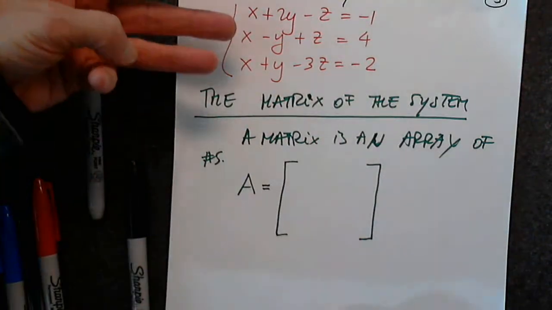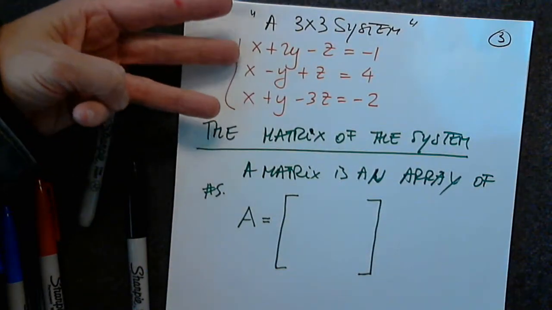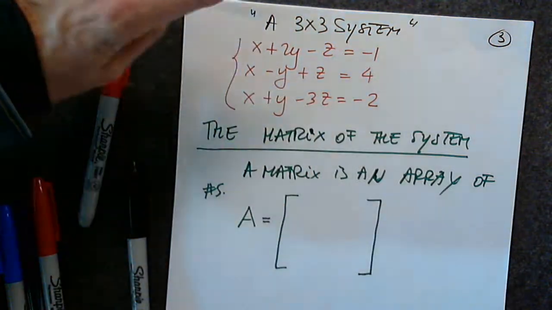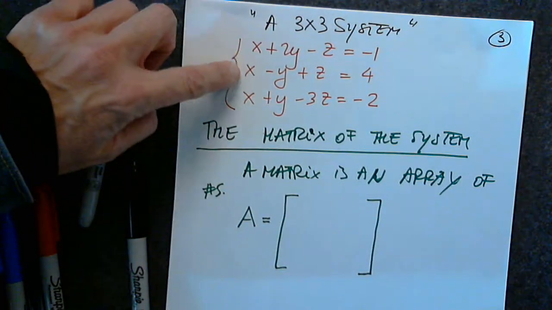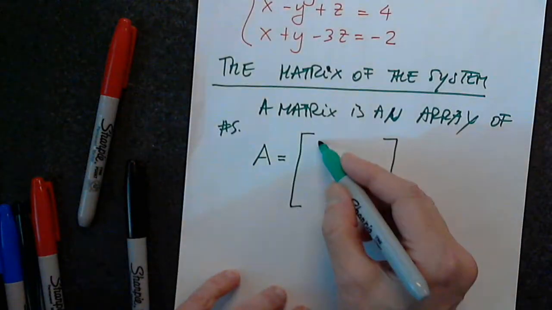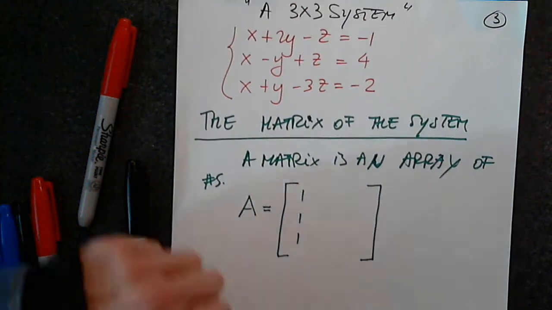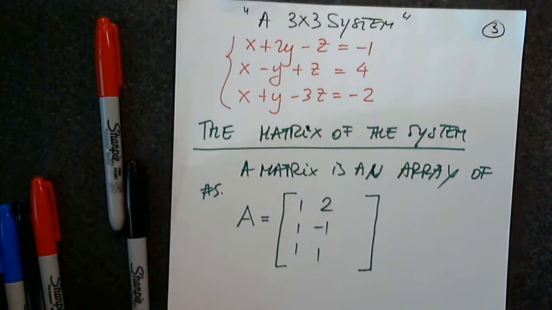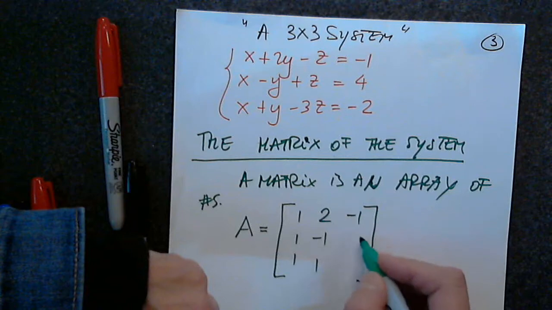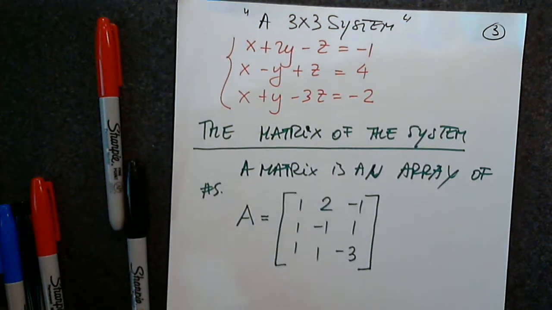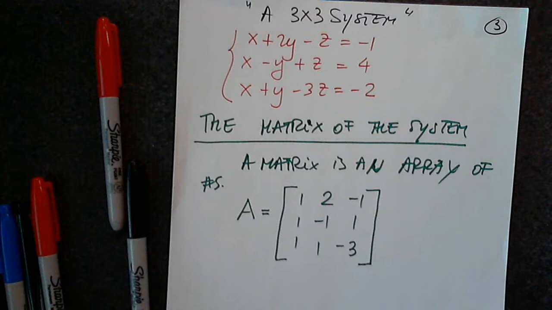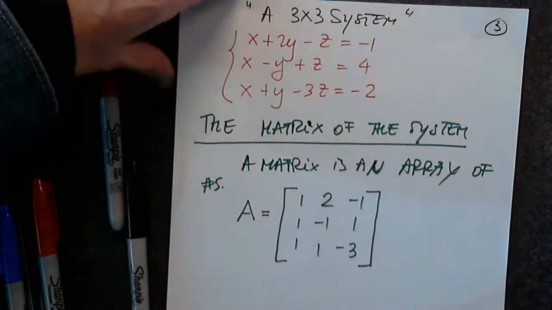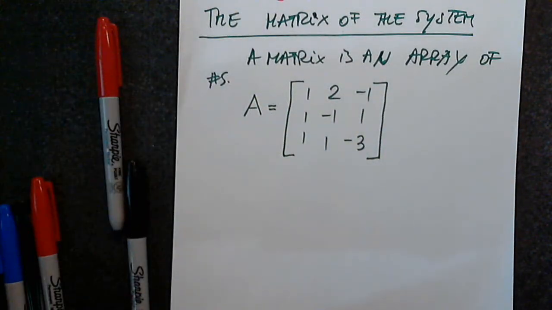This matrix will have 3 rows and 3 columns. The coefficients of x will be 1, 1, 1. That's the first column. Coefficients of y, 2, -1, 1. Coefficients of z, -1, 1, -3. So we created the matrix of the system. Okay. Now the next step, the augmented matrix.